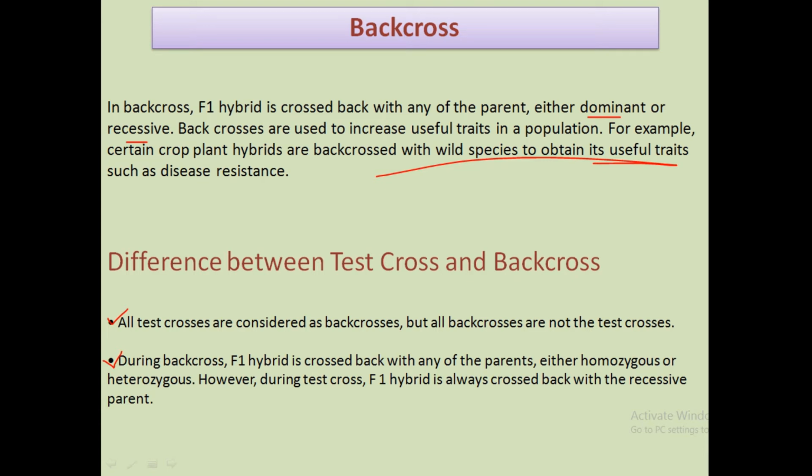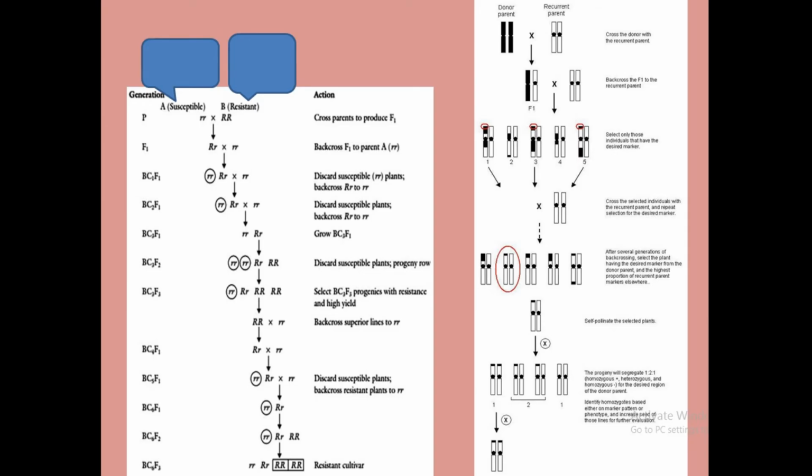Now let's see how back cross is done. If you are not interested in the detailed process, you can skip this part. So now we have selected two varieties. Let's see the characteristics of these two varieties.